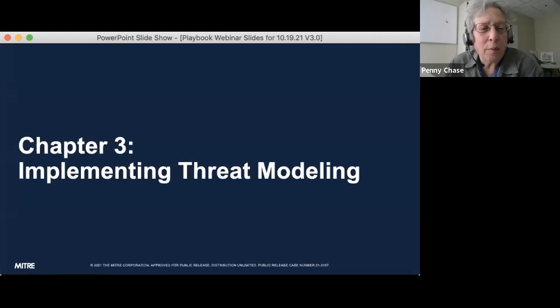Matt talked about what threat modeling is and how we threat model medical devices, but we also wanted to provide some information on how an organization could implement threat modeling, both from the perspective of how it fits into the development life cycle and some of the organizational considerations. So next slide.